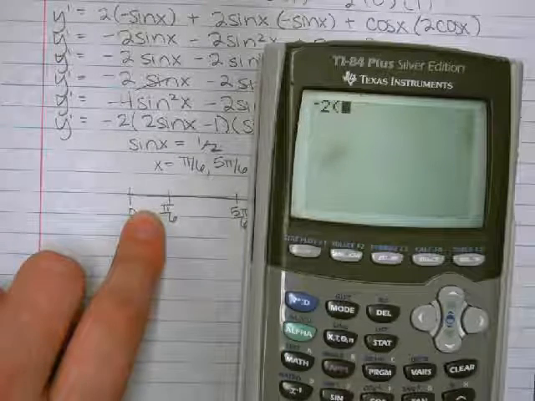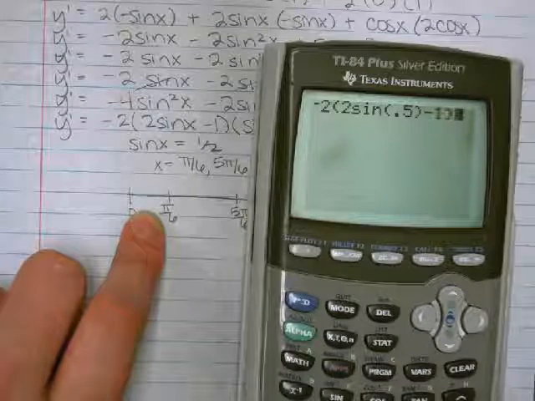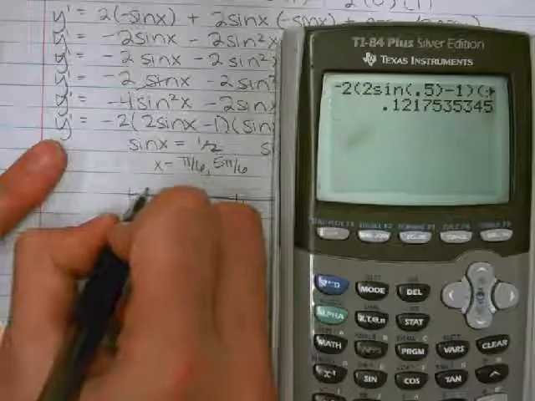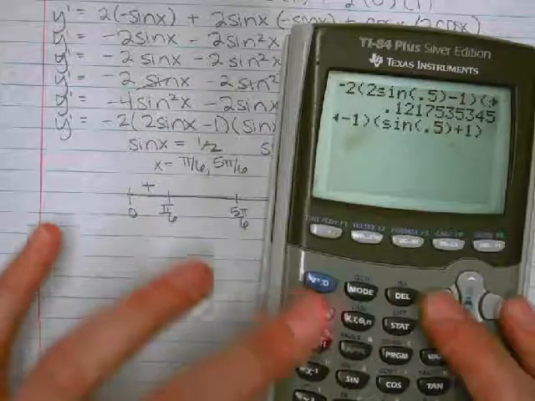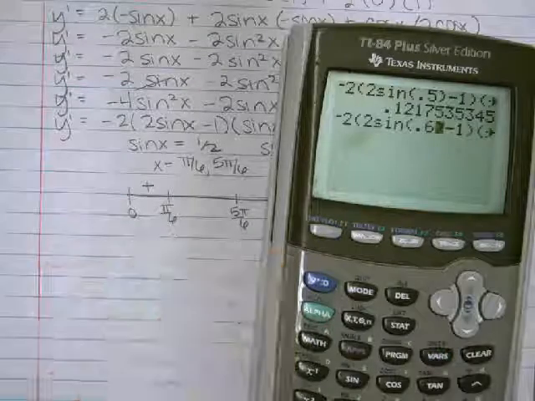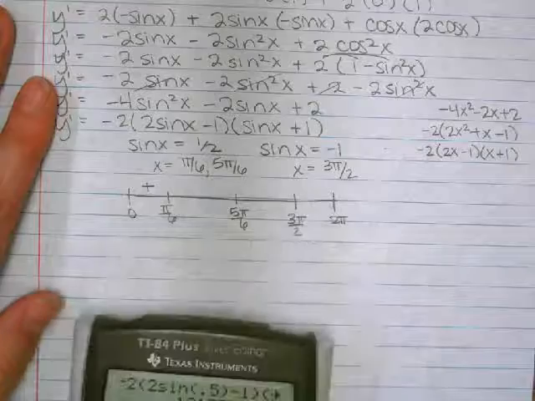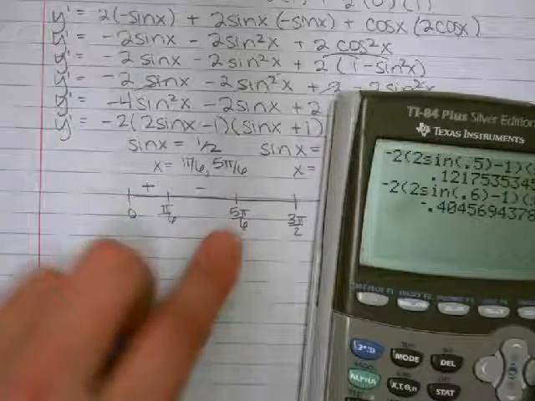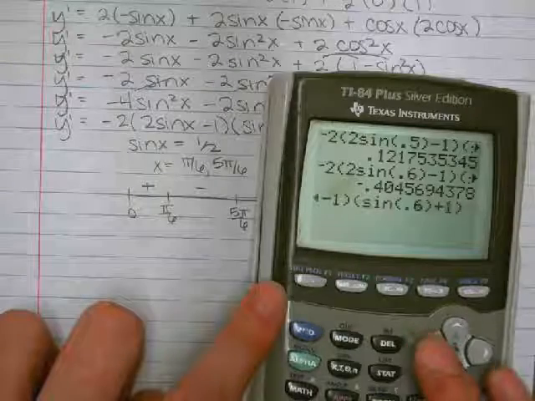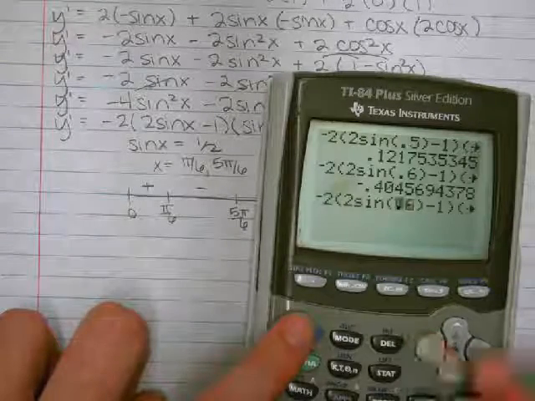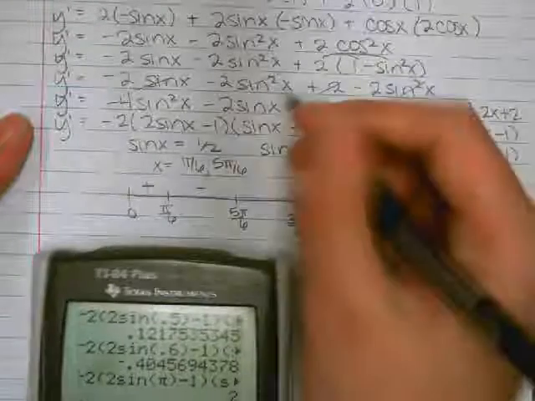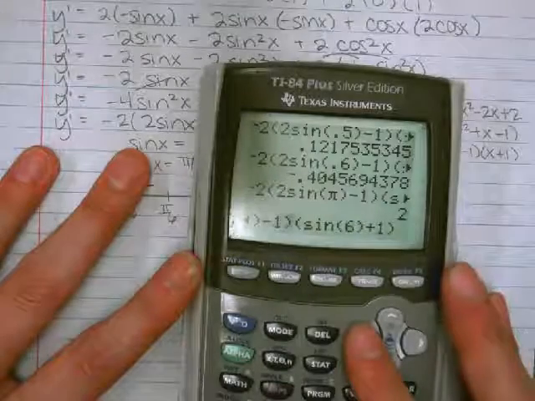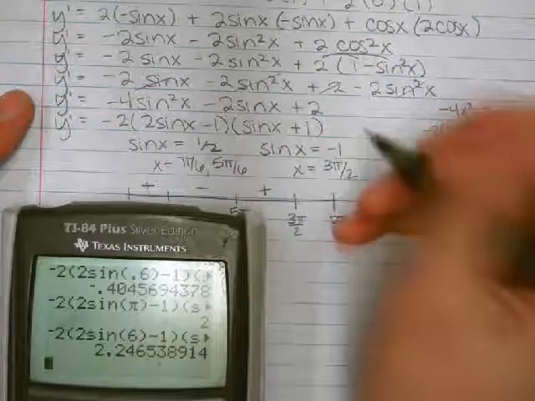So I'm going to do -2 sine of 0.5 minus 1 times sine of 0.5 plus 1. And I get a positive answer. And then something a little bit bigger than 0.5 would be like 0.6. It was 0.52, I believe. All right, so that's negative. 5 pi/6 is really close to pi, so I can just plug pi in. Delete that and plug in pi. That gives me a positive. And then 6 is just under 2 pi, so to do the last one, I'll just plug in 6. And that gives me a positive as well.